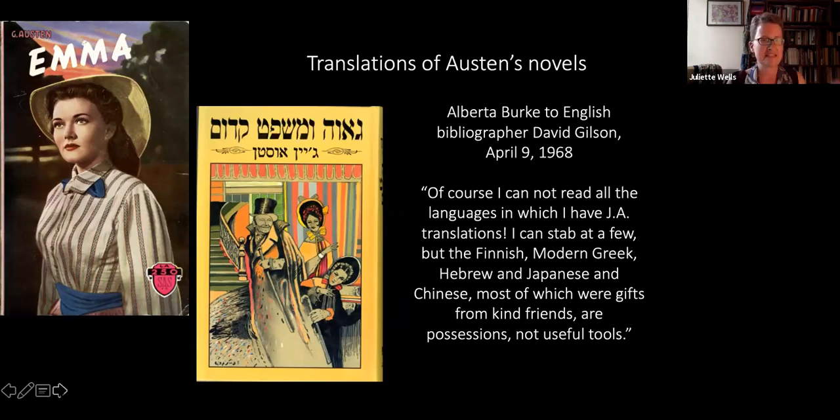So Goucher is the only library that we know of in the world that has a significant, substantial collection of Jane Austen as translated into many different languages. And we recently received a gift from Edith Lank, a JASNA member from Rochester who collected translations in the 1980s until quite recently. So that complements our holdings from Alberta Burke.